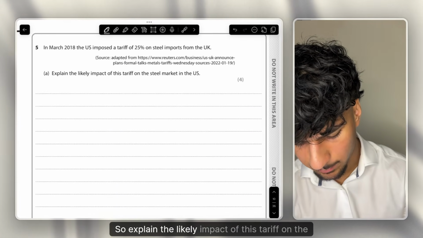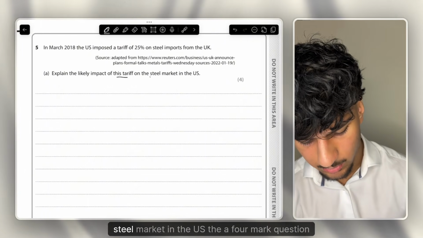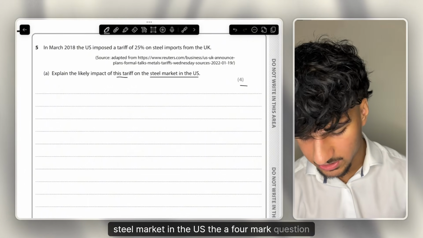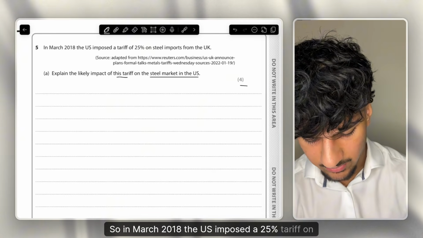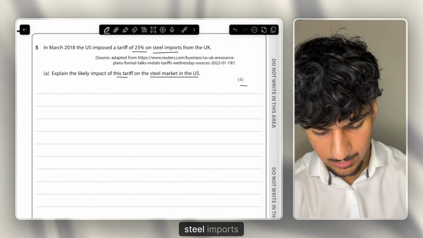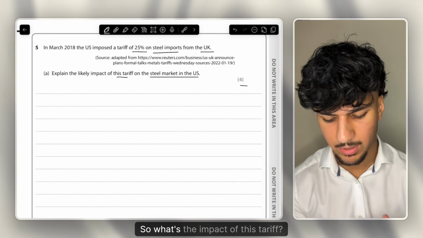So explain the likely impact of this tariff on the steel market in the US. It's a 4-mark question again. So in March 2018, the US imposed a 25% tariff on steel imports from the UK. So what's the impact of this tariff?